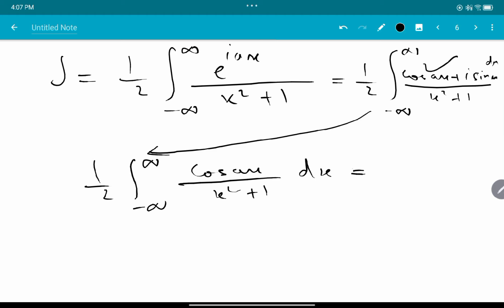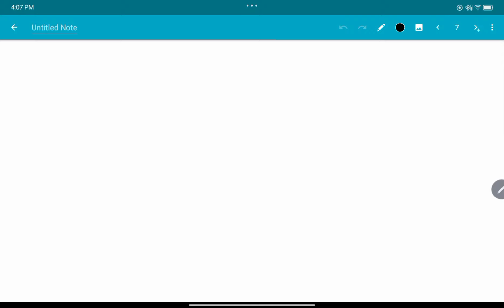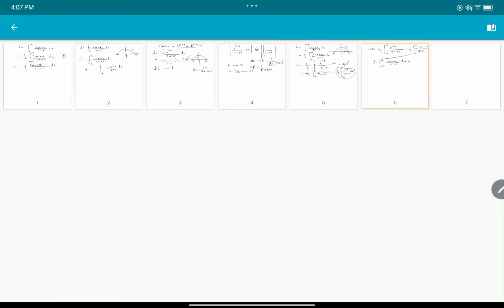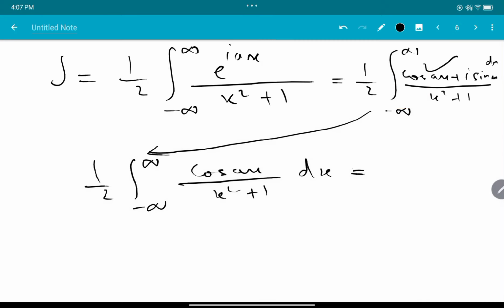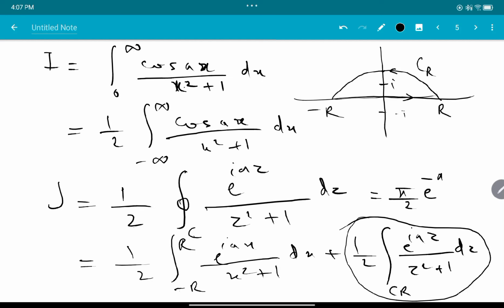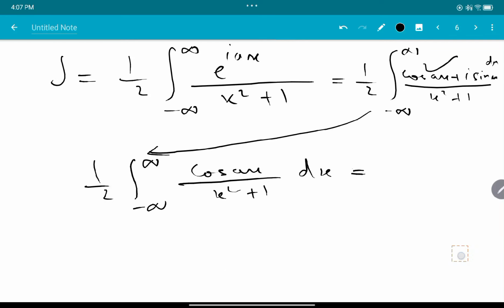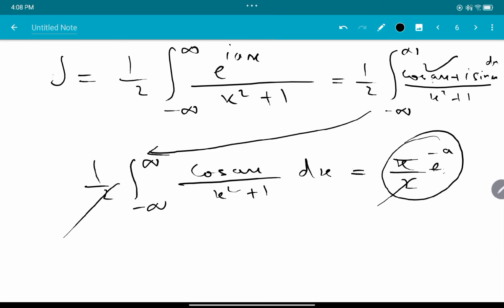Now, what is the value of this? The value of this was 2 pi by 2 e raised to minus a, so J is pi by 2 e raised to minus a. Since it is real, I have equated the real part of this with the real part of this. The real parts are equal, so I can cancel 1 by 2 and I got my answer.